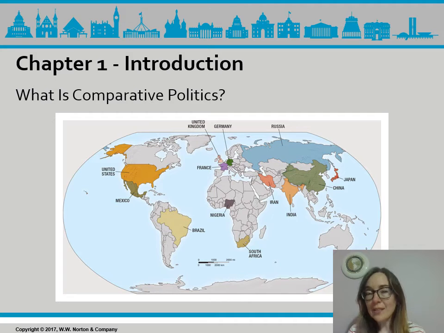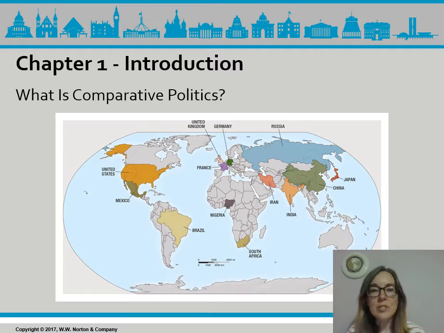But a second definition looks at comparative politics as a method, kind of using comparisons between countries to understand cause and effect and to be able to answer some big questions.